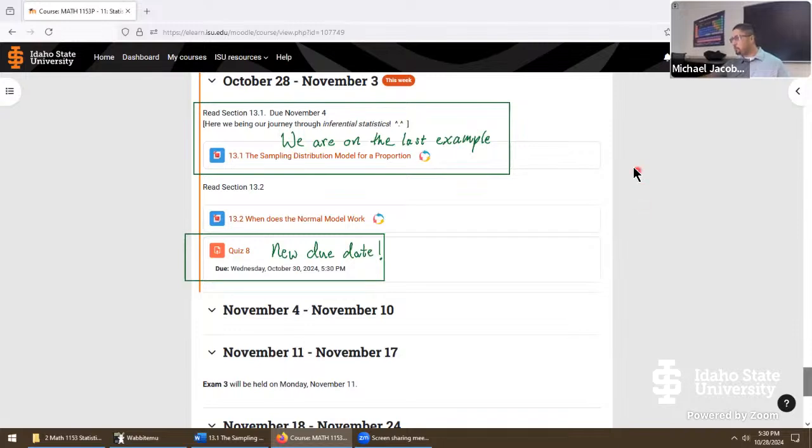Okay, well, with where we're at, we're going to take a look into this last example in 13.1. And then in section 13.2, we're going to just look at different kinds of conditions.